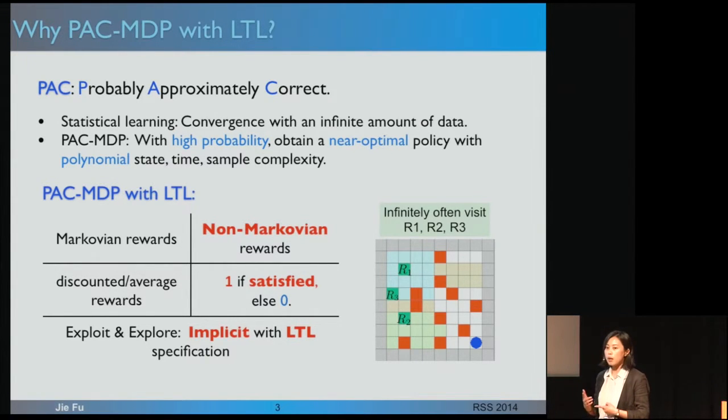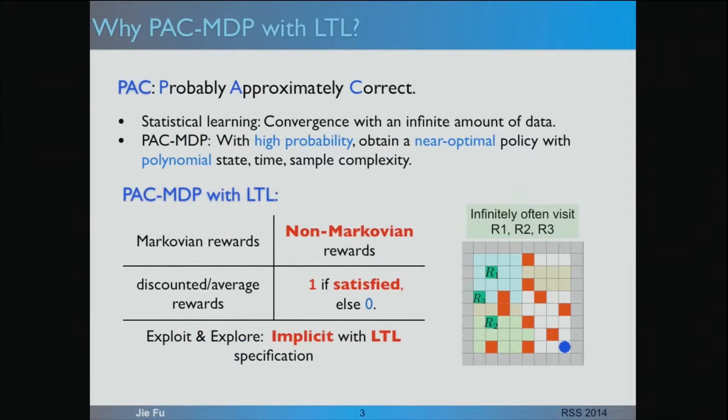So we developed an algorithm to handle this particular reward structure in LTL specification, and then we developed an exploitation and exploration mechanism such that either the current policy is already near optimal, or the system will explore some unknown regions in the underlying MDP with non-zero probability.